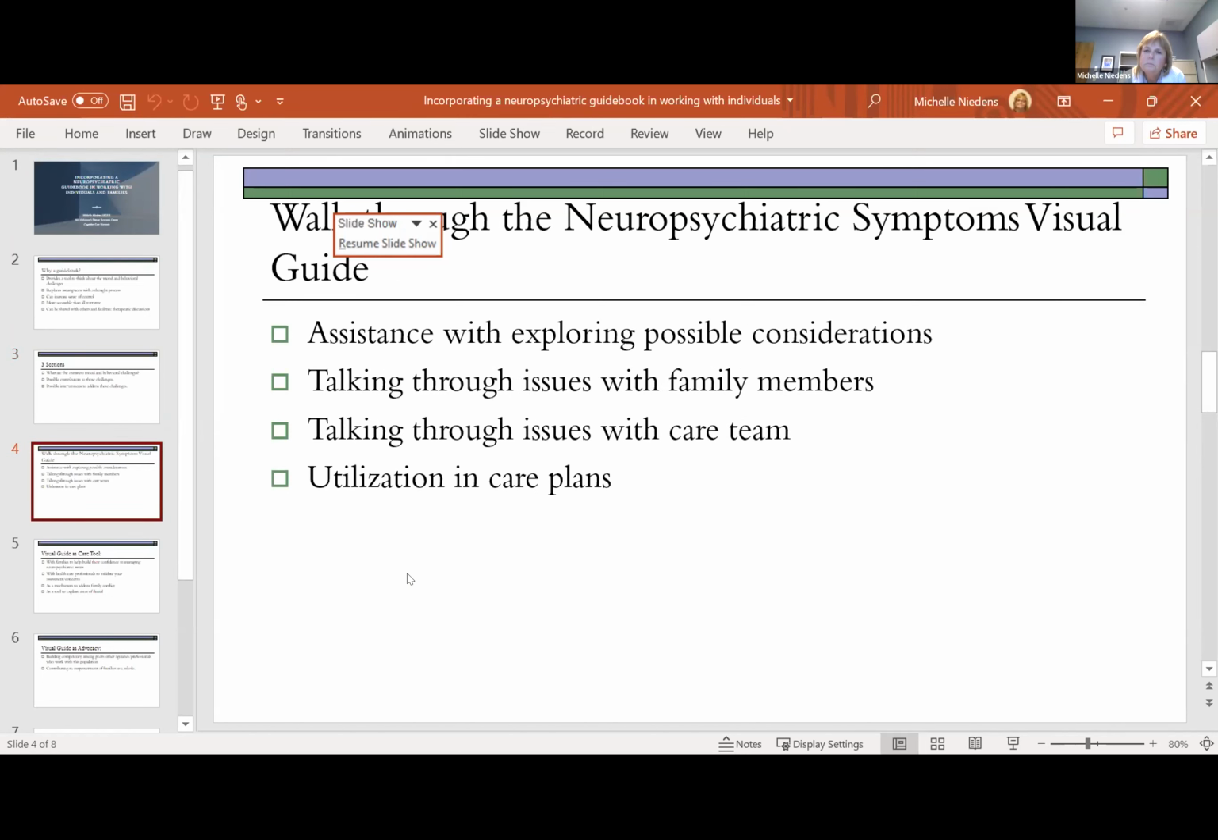So how could we use it in some respect? So one, assistance with exploring possible considerations. So when we're stuck ourselves, it becomes a tool. Talking with family members, and that means even just printing off a page for them.